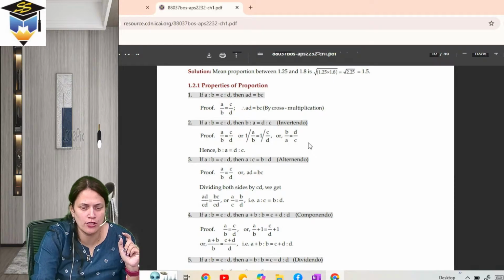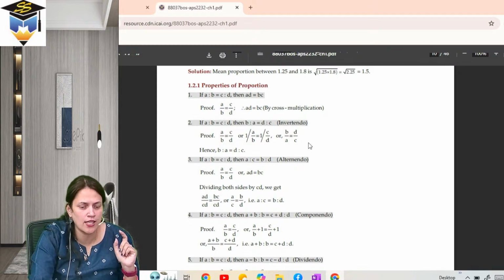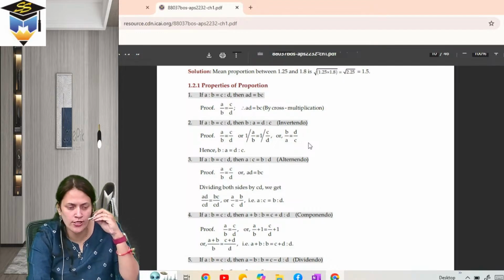Then alternando: A upon B is equal to C upon D, our original ratios in proportion. We can write it as A upon C is equal to B upon D as well. It is called alternando because B and C, these two places, are exchanged. So alternando is A upon C equal to B upon D.